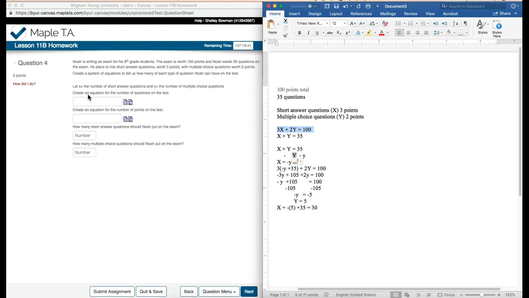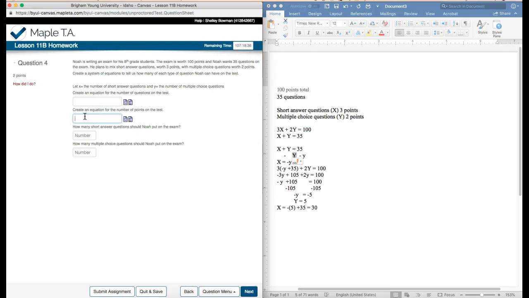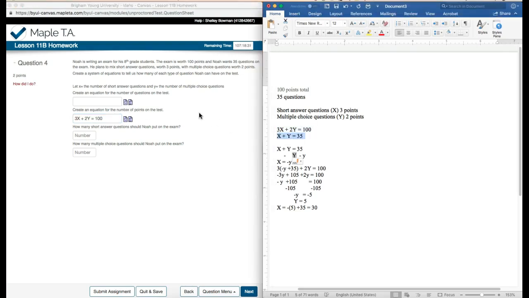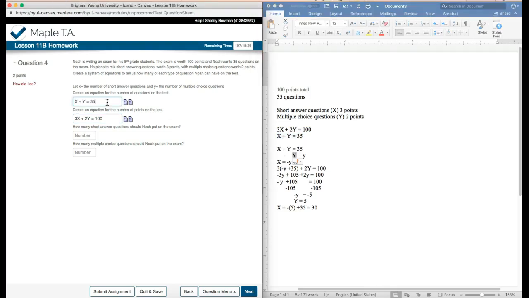The first one says create an equation with the number of questions on the test. That's this one. So this one says the number of points. That's this one here. I'm going to copy and paste the number of equations here. And then I'm going to put down the number of short answer questions. Short answer is x, and x equals, what did we get for x? X equals 30. There we go, found it there. And then number of multiple choice questions, I got y equals 5.